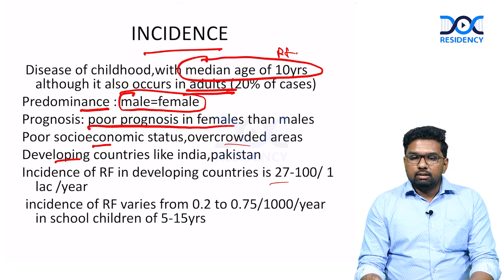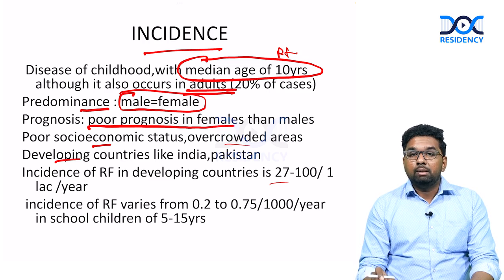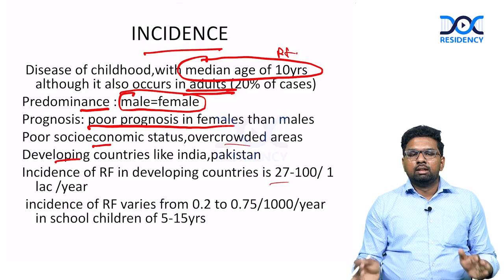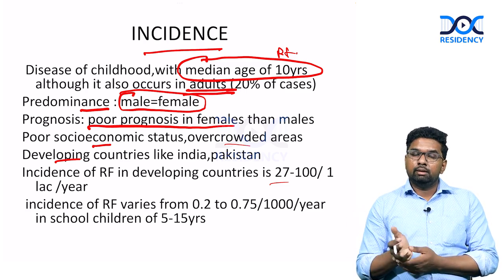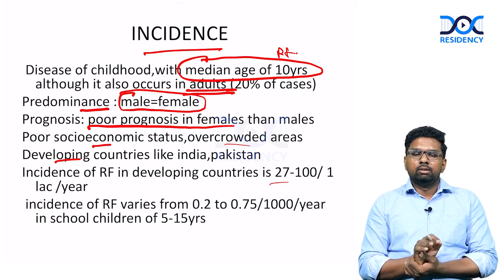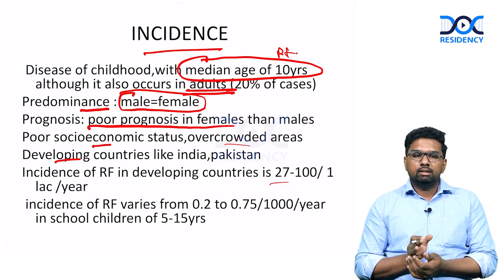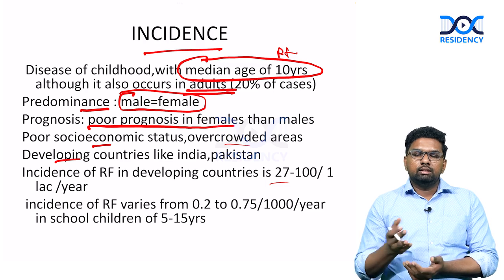This is about the incidence, and it is full of values, like the incidence of rheumatic fever in developing countries is 27 to 100 per 1 lakh population in a year. And rheumatic fever can vary from 0.2 to 0.75 per 1000 children in a year in the school going age group. So the thing you have to remember is that rheumatic fever is a disease of childhood, and it can be diagnosed at that age itself. The median age is 10 years, although it can occur in adults also.